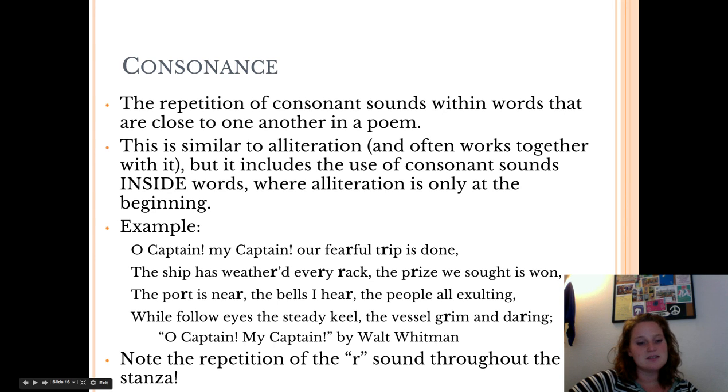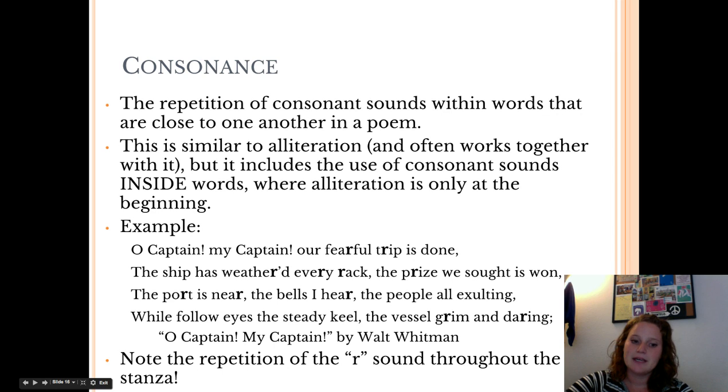O Captain, my Captain, our fearful trip is done. The ship has weathered every rack, the prize we sought is won. The port is near, the bells I hear, the people all exulting, while follow eyes the steady keel, the vessel grim and daring.